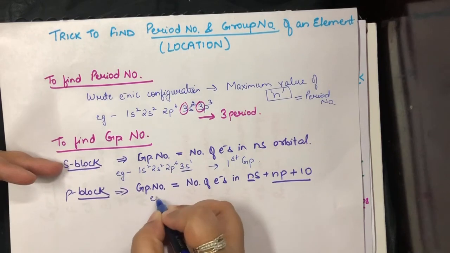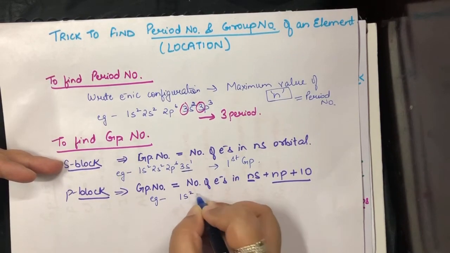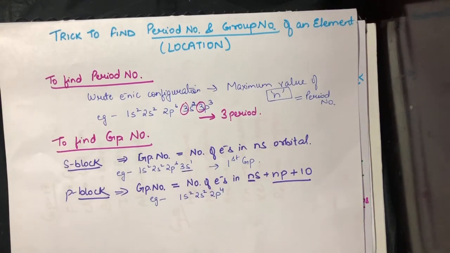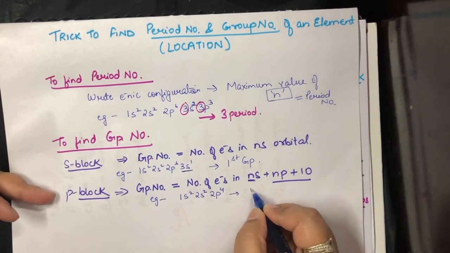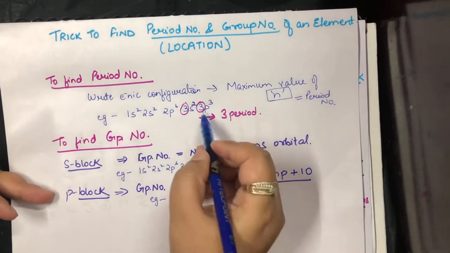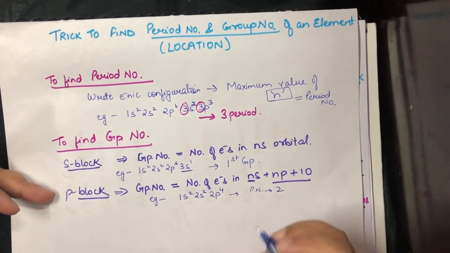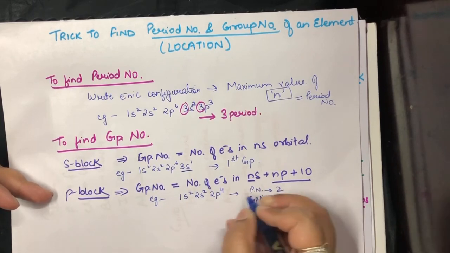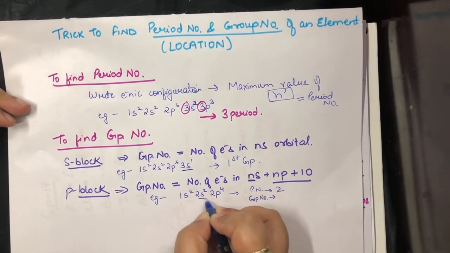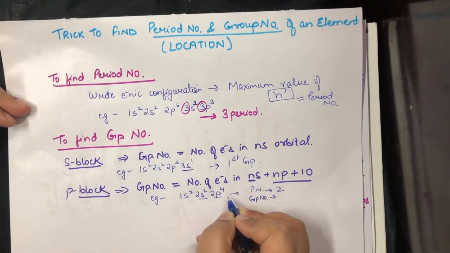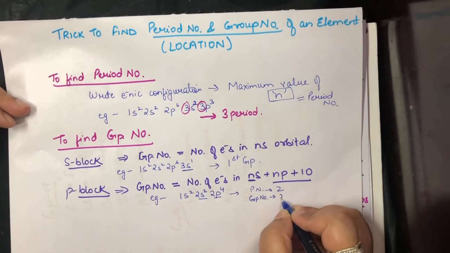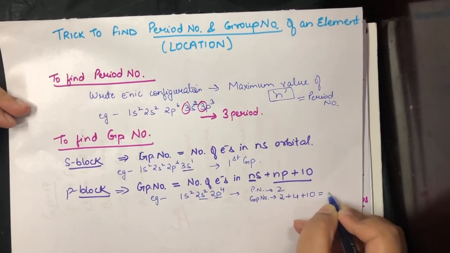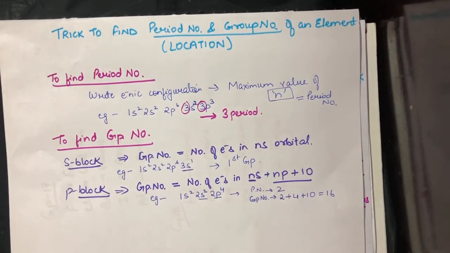So if I am taking an example here, let's say 1s2, 2s2, 2p4, right? What is the period number here? Period number is the highest value, which is 2. That means this belongs to period 2. And if I'm going to calculate the group number, it would be the number of electrons in ns. This is my ns, this is my np, the final shell. So in ns the number of electrons is 2. In np it is 4, plus 10. So the total is 16. So this should belong to group 16.